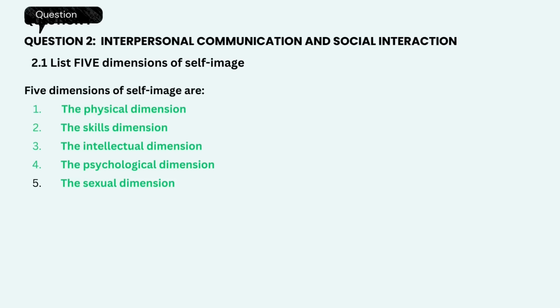Question. List 5 dimensions of self-image. The 5 dimensions of self-image are: 1. The physical dimension. 2. The skills dimension. 3. The intellectual dimension. 4. The psychological dimension. And 5. The sexual dimension.